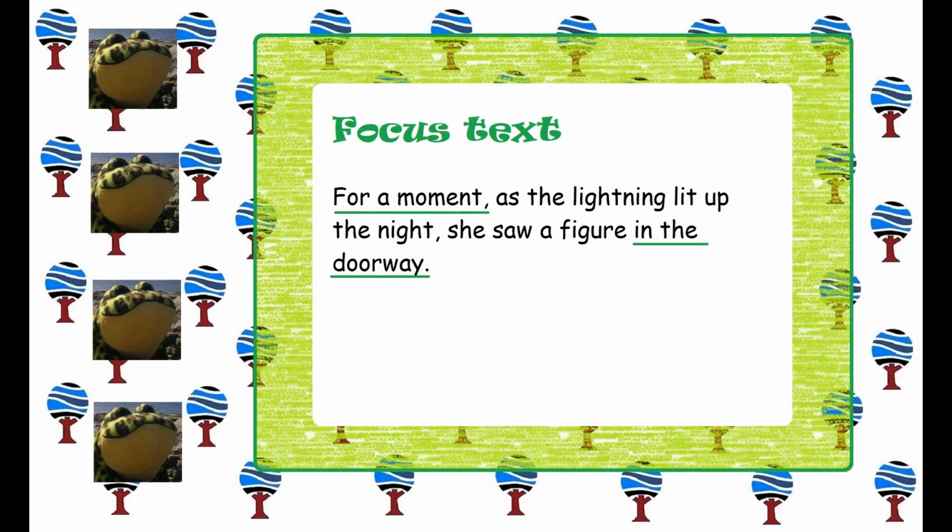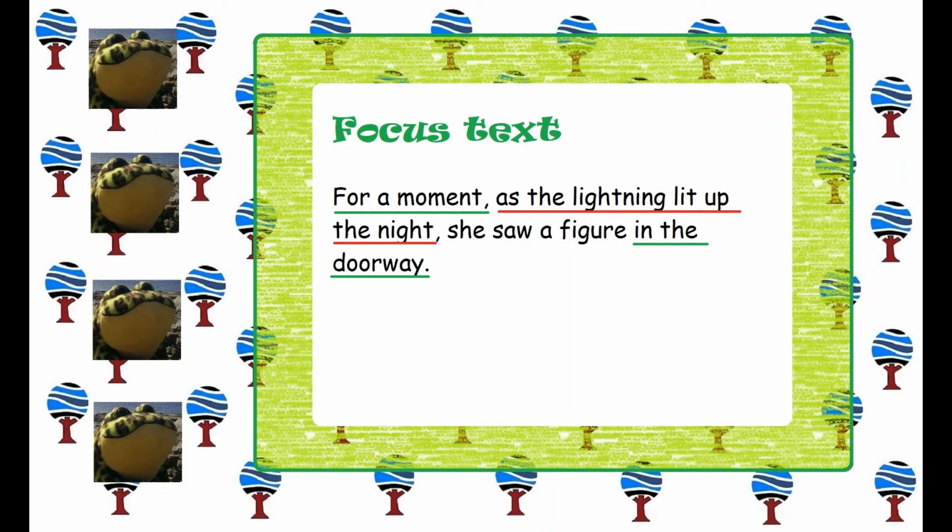For a moment, in the doorway. These are phrases and not clauses because they do not have a subject and a verb. Compare that with the part of the sentence that I have underlined now in red. As the lightning lit up the night. Now this is an adverbial clause because it does have a subject, the lightning, it's about the lightning, and a verb, lit up.